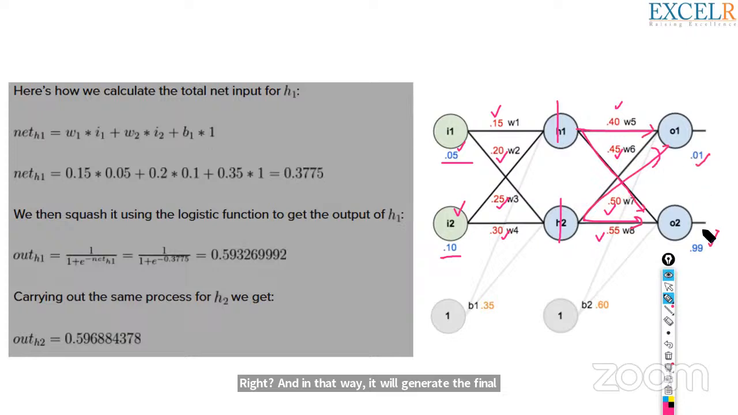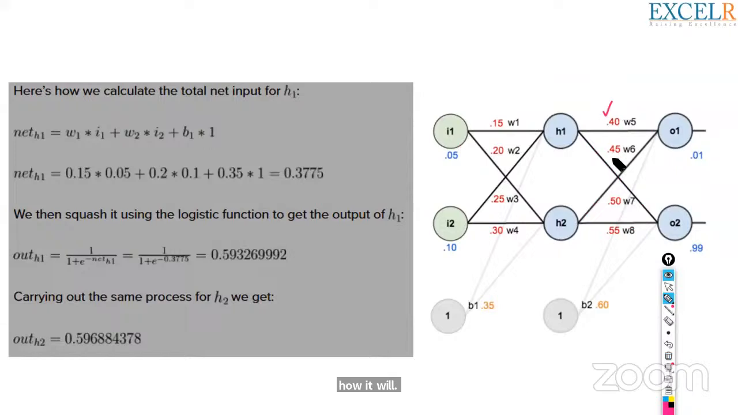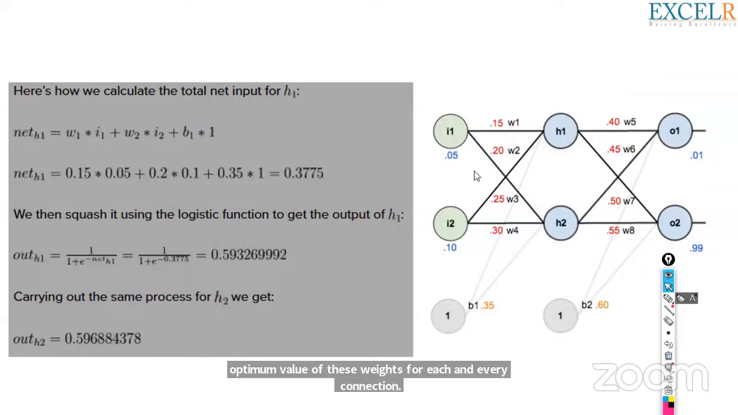And once we get the final output, the optimization technique will calculate the error. And based upon that error, it will try to minimize it. And how will it minimize? Just by tuning these values and trying to get the optimum values of these weights for each and every connection. Right? So in that way, this neural network works.